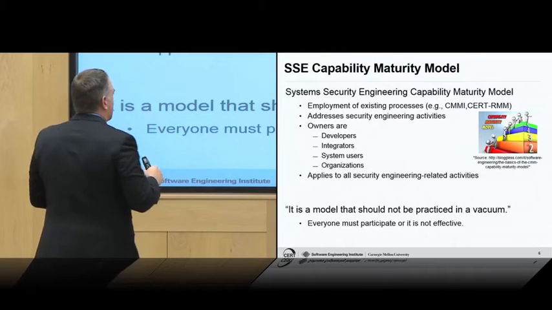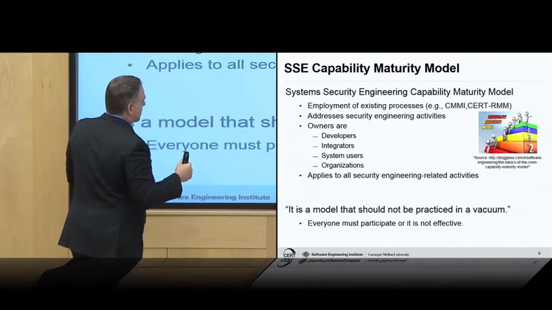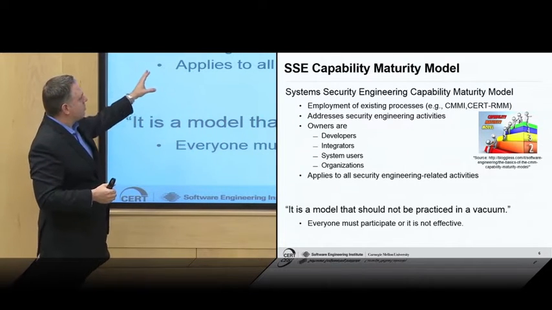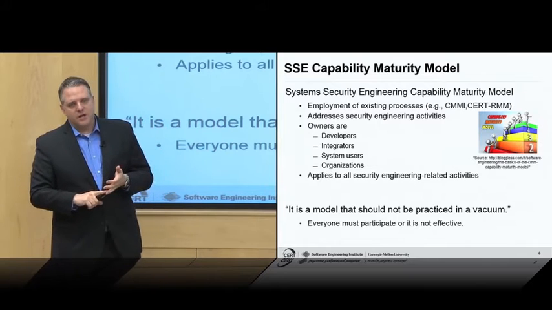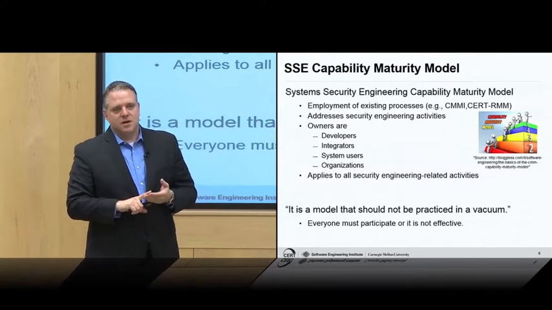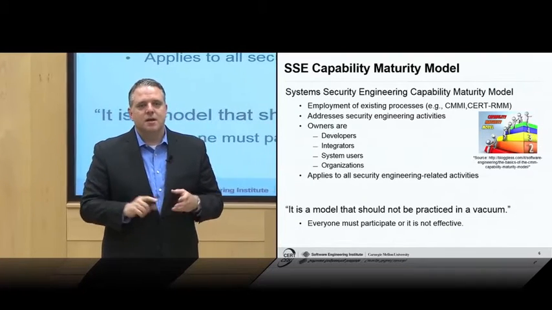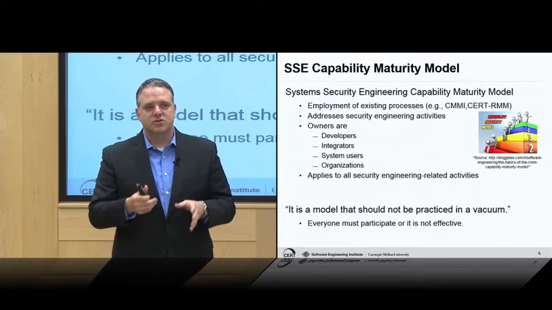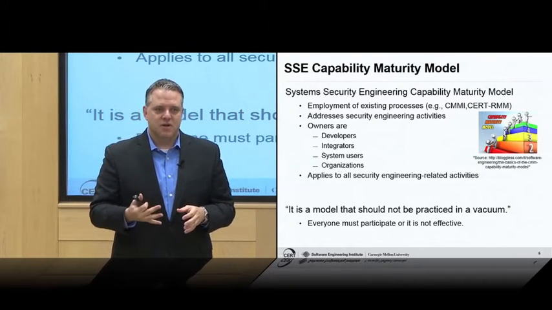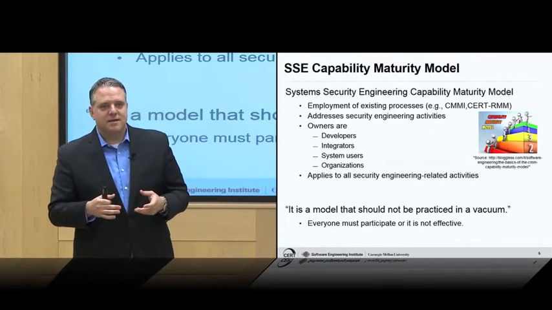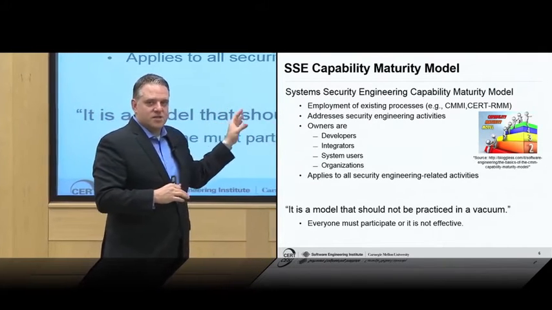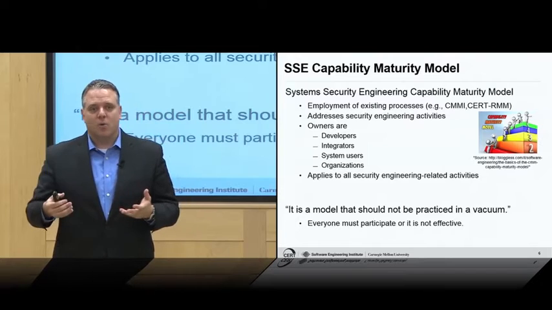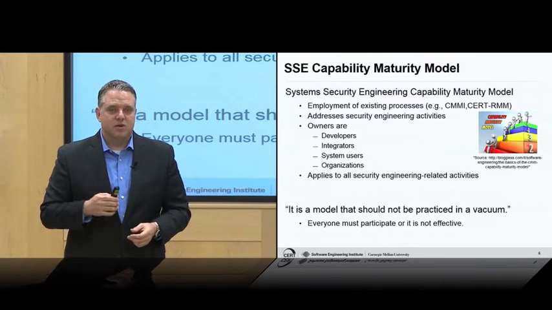And so you have different stakeholders in here than you might have if you were doing a full RMM implementation. Because it's very focused on security engineering, you're now working with developers, integrators, system users, perhaps maybe different organizational assets. But you're looking at how do I rate the maturity of my ability to do system security engineering. And what you find with a model like this is every one of these owners or stakeholders has to participate in the model and participate in the definition of that model, otherwise it fails. And it's not something you can do in a vacuum.